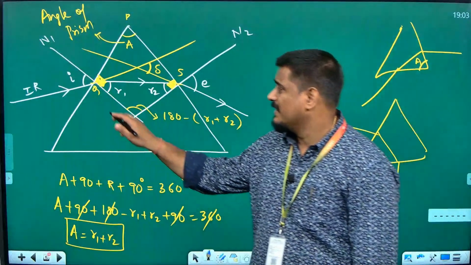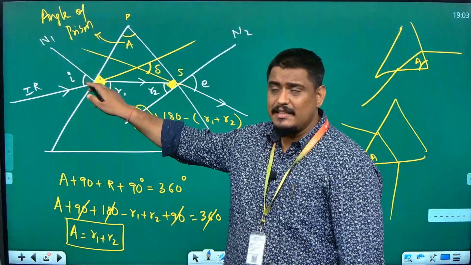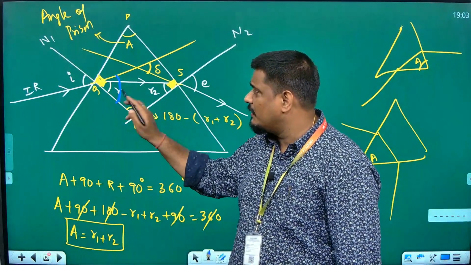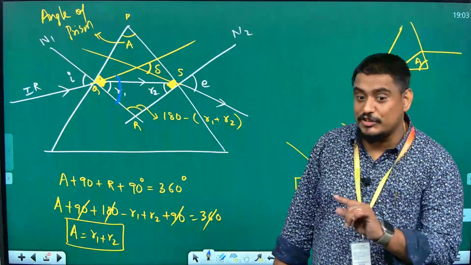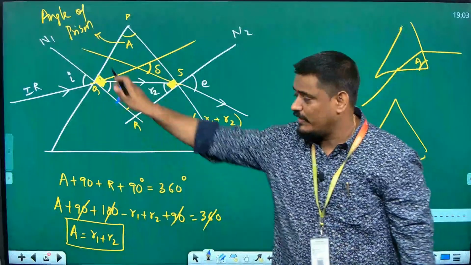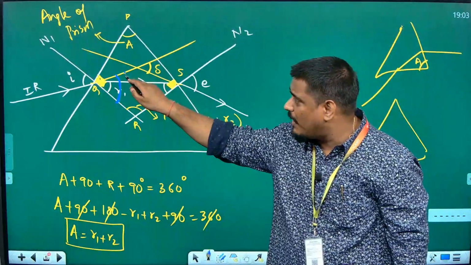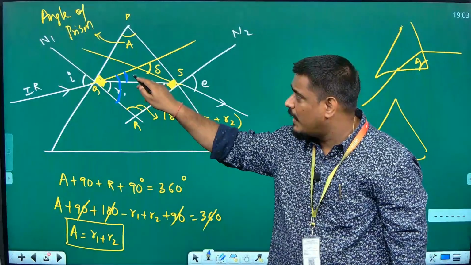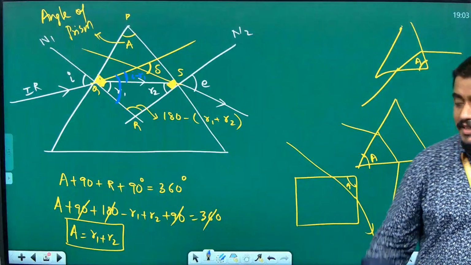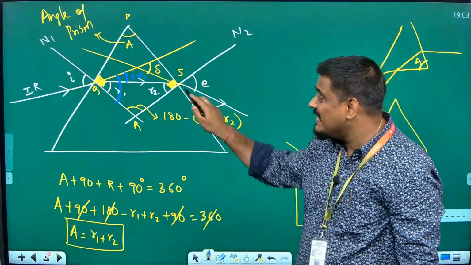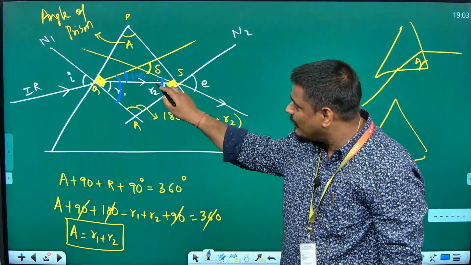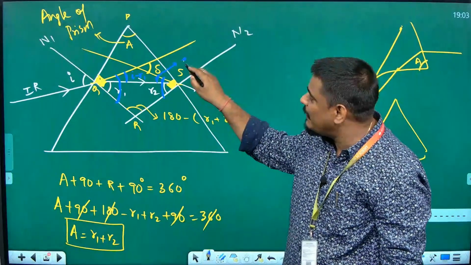Please pay attention. This angle is I. This angle should also be I. I am talking about which angle? They are vertically opposite angles, right? So, this small part will become I minus R1. Do you agree with me? Same way, this is E, this will completely become E. So, this small part will become E minus R2.